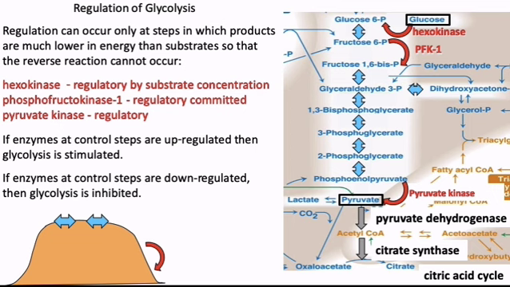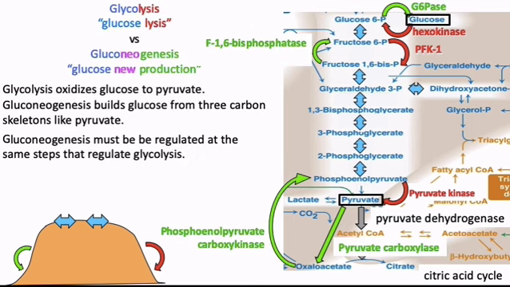Today I want to talk about a different pathway, and that is where instead of going into the citric acid cycle, pyruvate goes into gluconeogenesis. Whereas glycolysis oxidizes glucose to pyruvate to make ATP, gluconeogenesis takes pyruvate and rebuilds glucose at the expense of ATP.